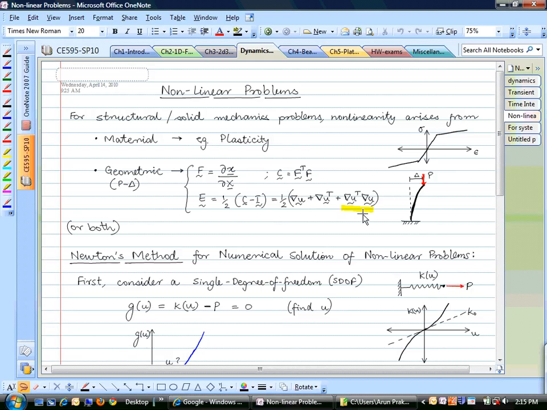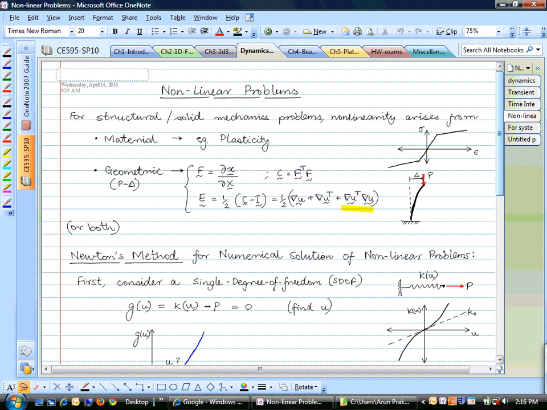If you take the full Lagrangian strain, then those problems are called geometrically nonlinear. So the most common way of solving these nonlinear problems is Newton's method.